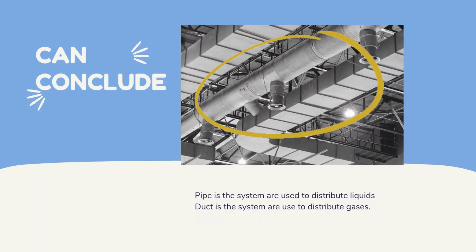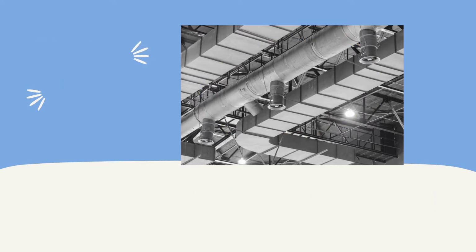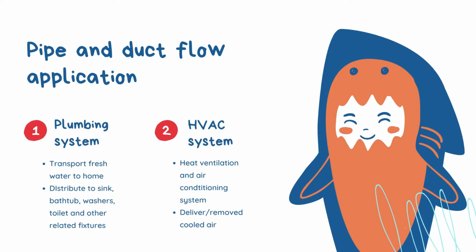Simply said, a duct is a pipe, tube or canal which carries gas or liquid from one place to another, while a pipe is a wind instrument. For the application of pipe and duct in real life, for the pipe, the example in real life is the plumbing system. In the plumbing system, pipes are used to transport fresh water to homes and then distribute it to sinks, bathtubs and others.